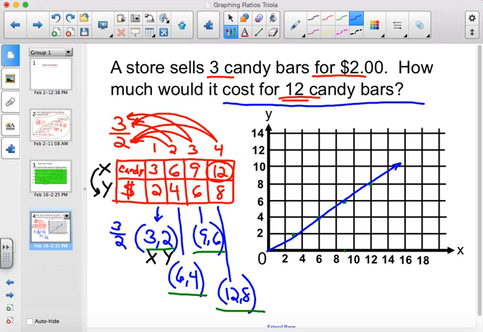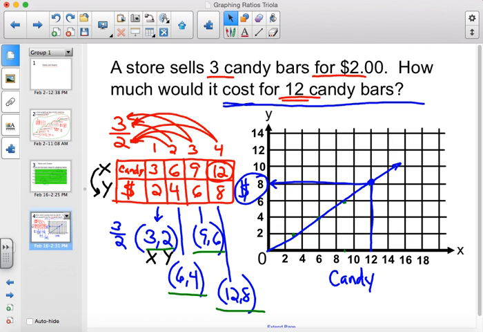And we have answered the question, what would the cost be for 12 candy bars? Well, this is our candy, and this is our cost. So if we come over here to 12, and we go up to where it hits the line, we can then look over and say, oh, the cost is $8. And that's how you would graph ratios.